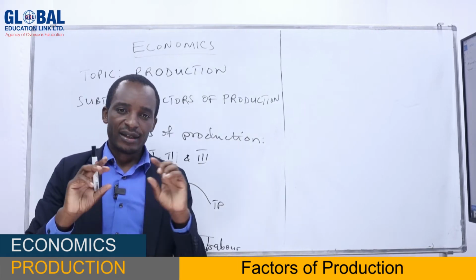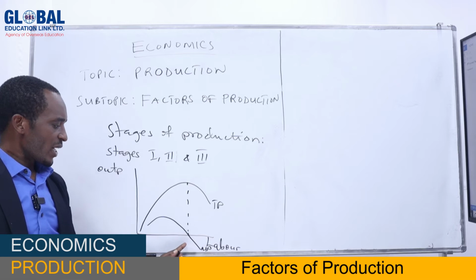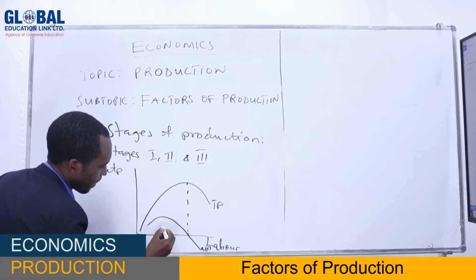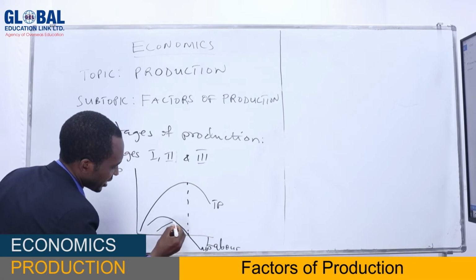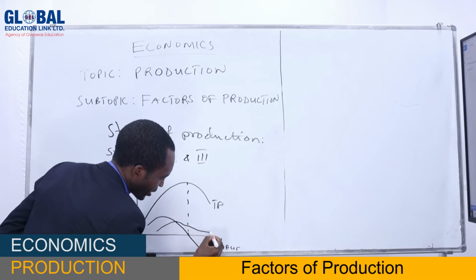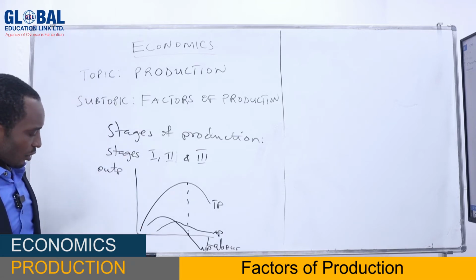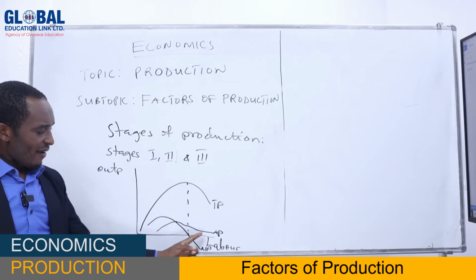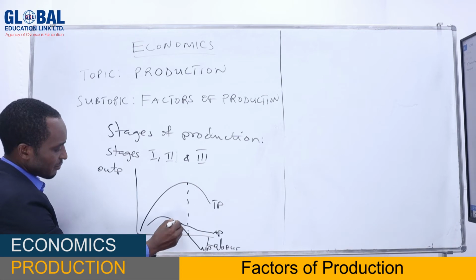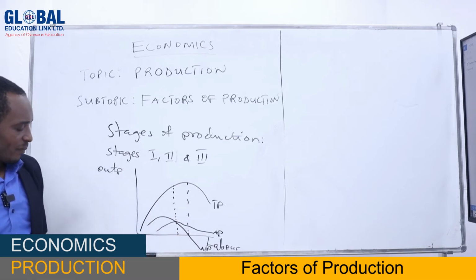Also, we have the curve of average product. We know that the average product curve will intersect the marginal product curve when the average product curve is at a maximum. So the average product curve will be like this one. After intersecting with the marginal product, the average product will start to decline. This will be the average product. When the average product and the marginal product intersect, at this point the average product is at a maximum.